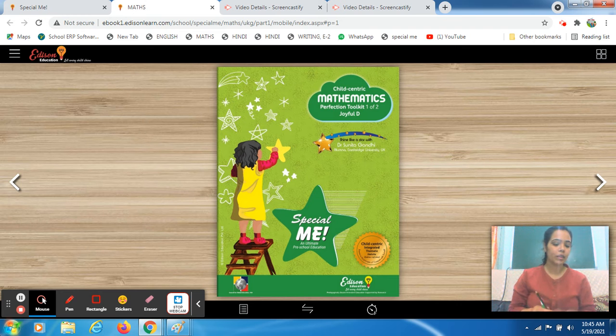Now, I'm having a blue color pen and a purple color pen. Tell me which one is tall and which one is short. The blue one is tall and the purple one is short, right? So this is a revision of your previous concept, tall and short.